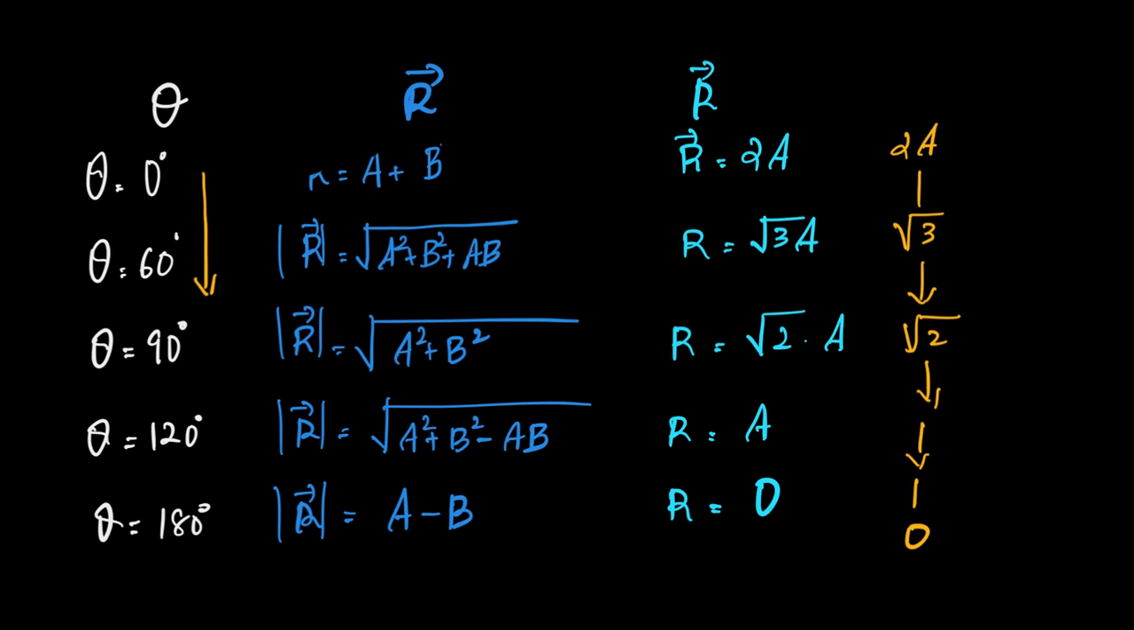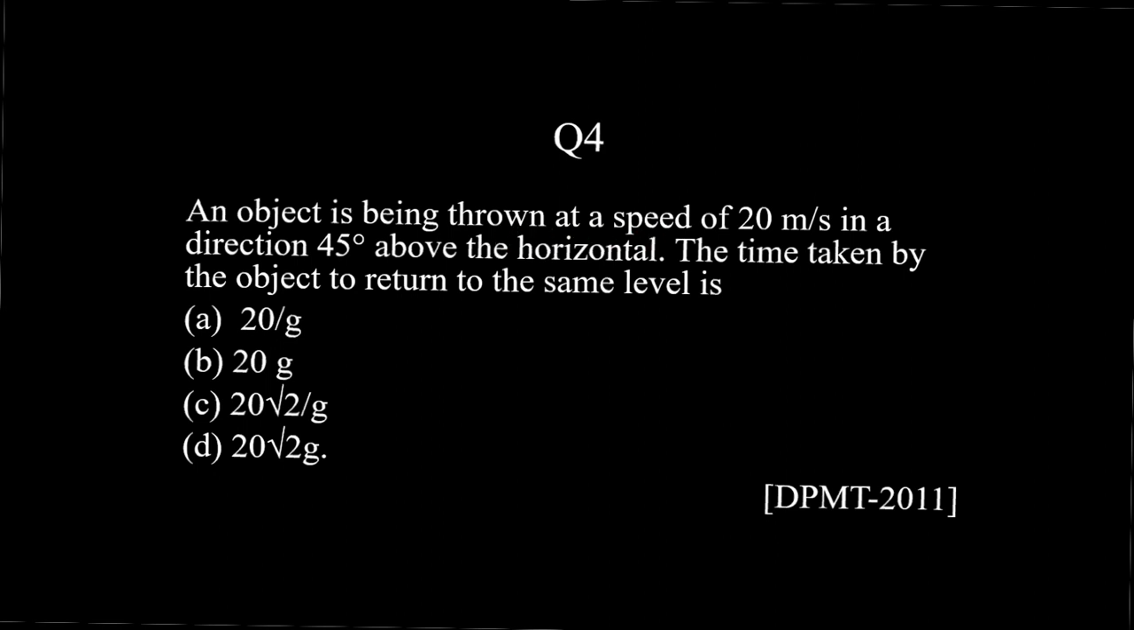NEET PYQ. An object is being thrown at a speed of 20 meters per second in a direction 45 degree above the horizontal. The time taken by the object to return to the same level is.